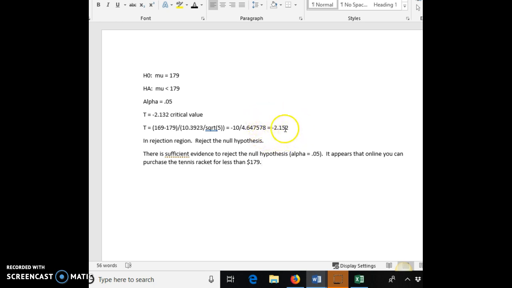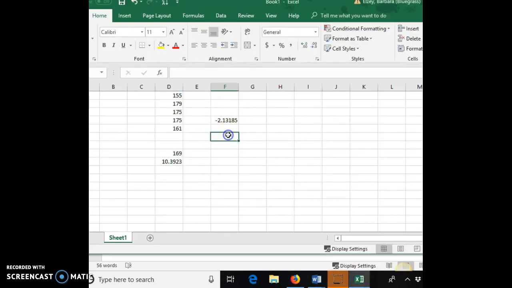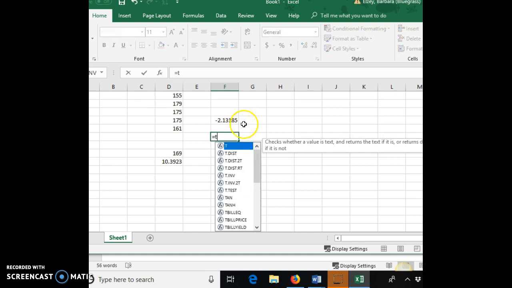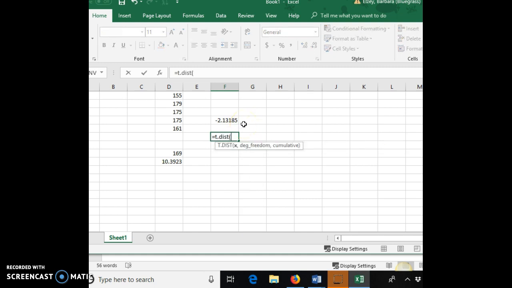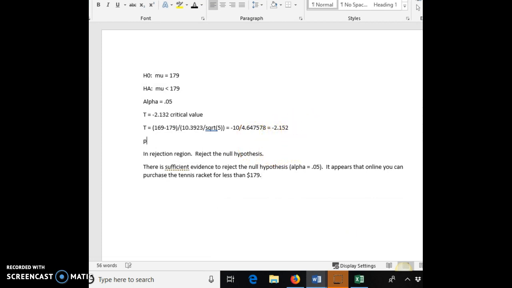So let's use Excel to find that p-value. So it's -2.152. If we go here, it's going to be equal t.dist, -2.152. Our degrees of freedom, remember, we're 1 less than our sample size, so we put 4, and then we have to put the word true. And it gives us a p-value of 0.04, and let's round off to 4 decimal places, so 0.0489. All right, so going back, it would have gone right here, p-value equals 0.0489.